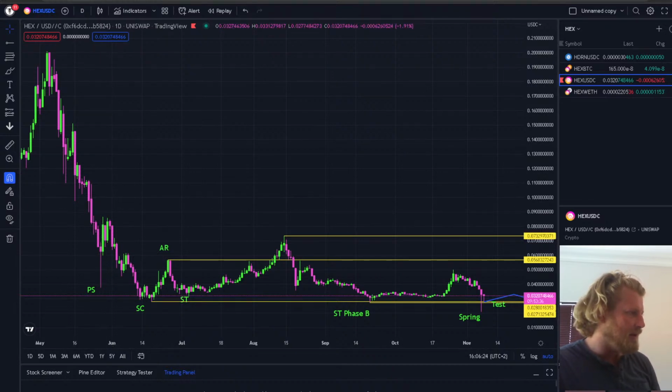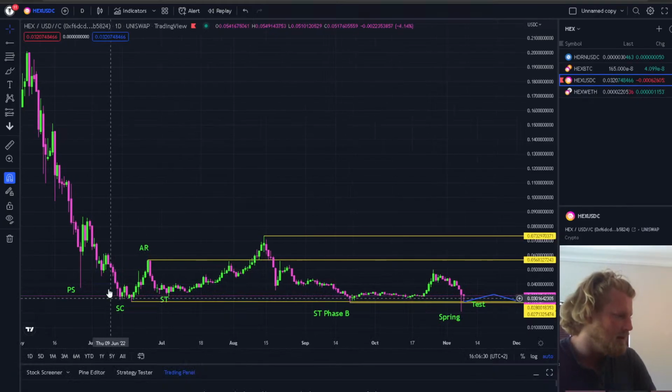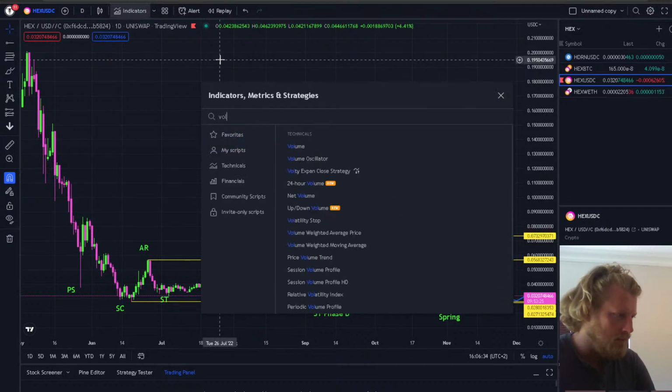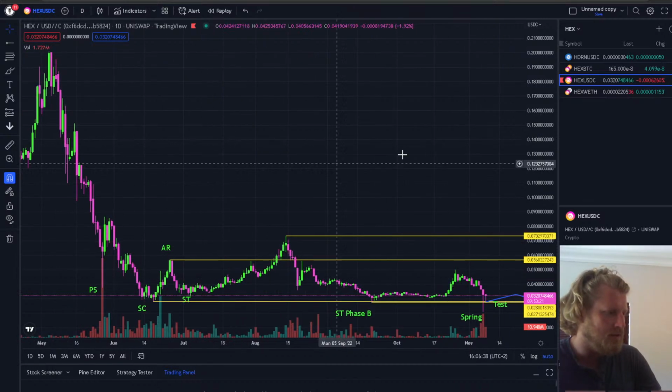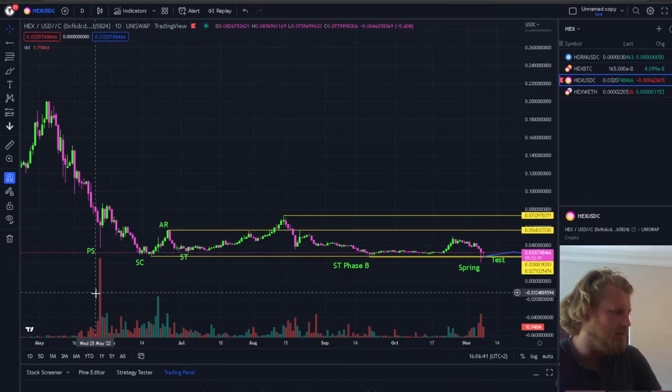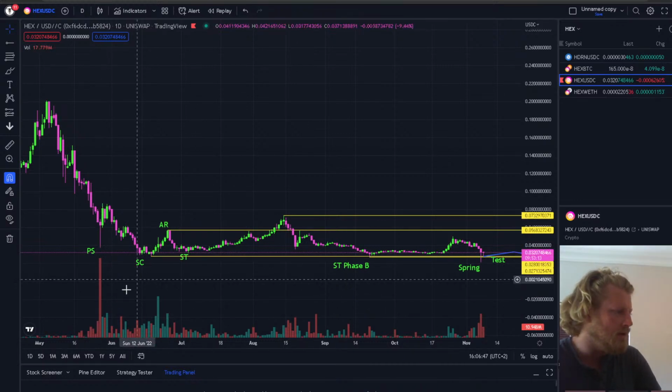It rallies up again. You get the rally up, and then it comes down to the SC, which is the selling climax. This was our selling climax down here. I'll just pull up the volume. The volume goes hand in hand with the Wyckoff method. We can see the preliminary support down here, the massive wick in the selling volume. Then you have your selling climax down here.